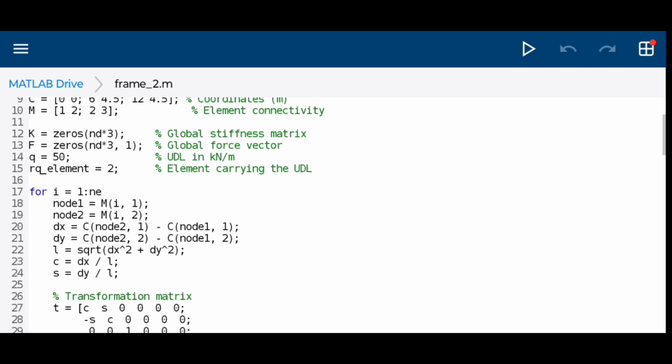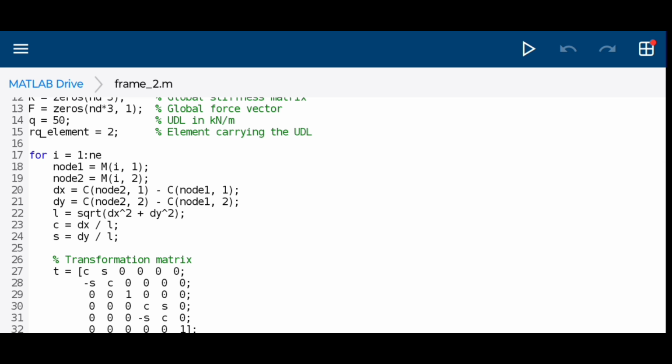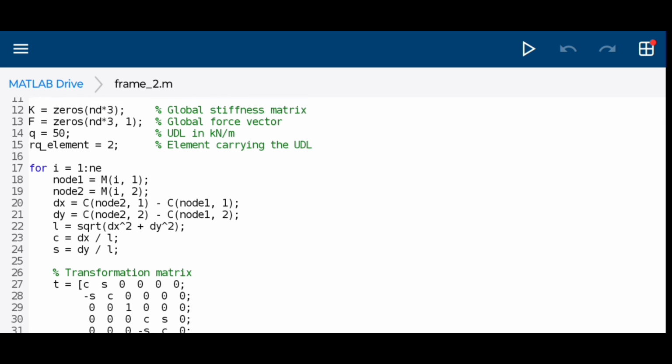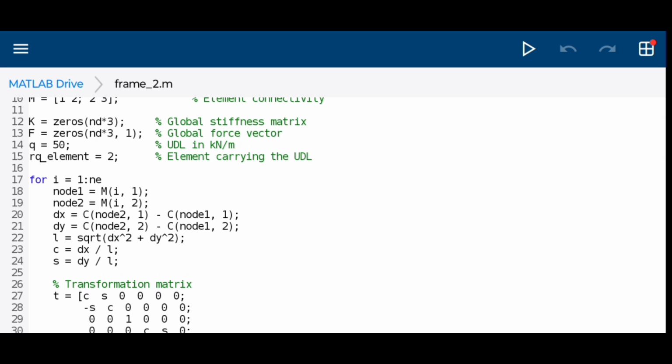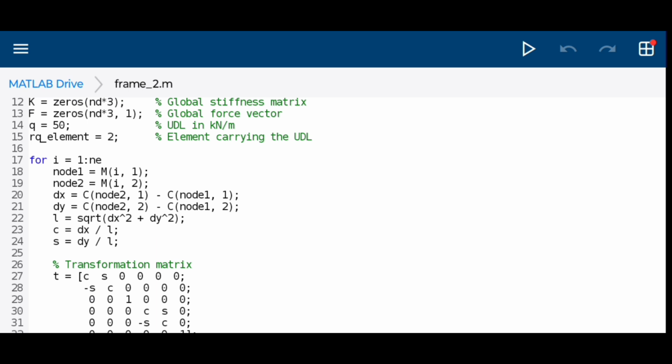I am defining the force vector here before, but usually it is defined after. But as I have incorporated the RQ effect in this first loop only, I am defining the force vector here. As I showed you in the problem, there was a UDL q on the second element, so I have to also work on this q part. This q is 50 kilonewton per meter, and it is acting on the second element, so I have defined it as the second element. This is a very generic code, it can be used for any other problem also.